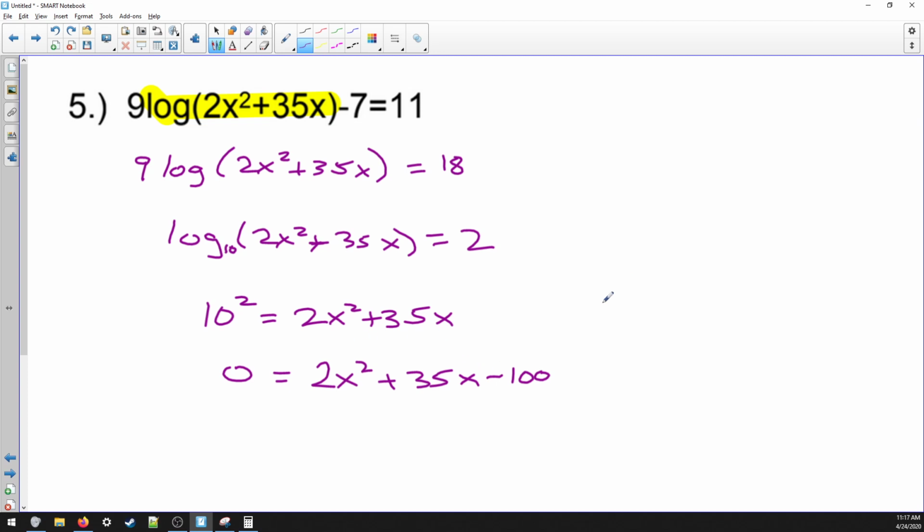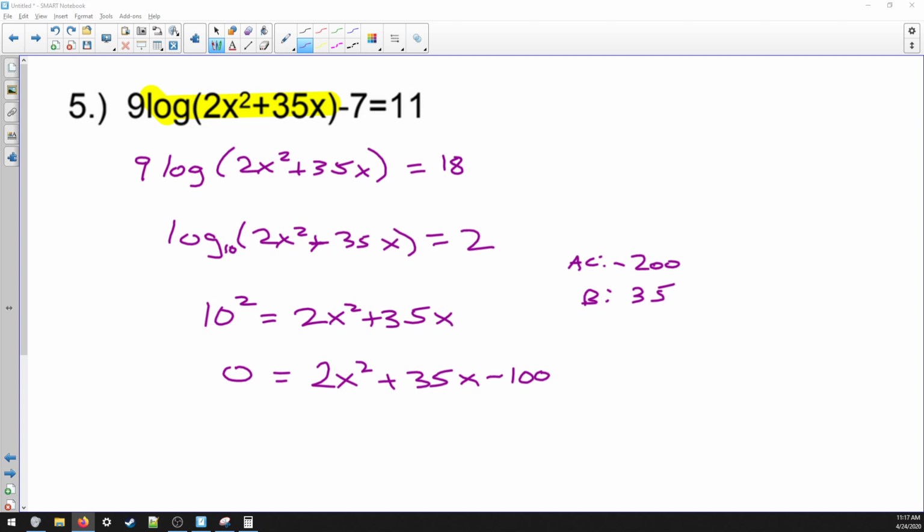We have to think about what numbers multiply to negative 200 and add to 35. So negative 200 is my AC, and my B is 35. If you don't want to do this, you can also just use the quadratic formula. So let me pull up my factors of 200.